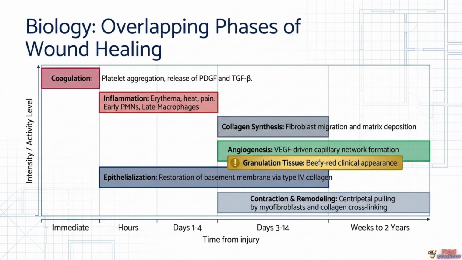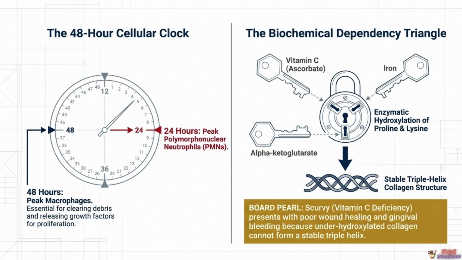Epithelialization, restoration of the basement membrane via type 4 collagen, begins early and continues through this phase. Finally, contraction and remodeling by myofibroblasts and collagen cross-linking continue for weeks to 2 years. Two further concepts from wound biology are heavily tested and deserve dedicated attention.